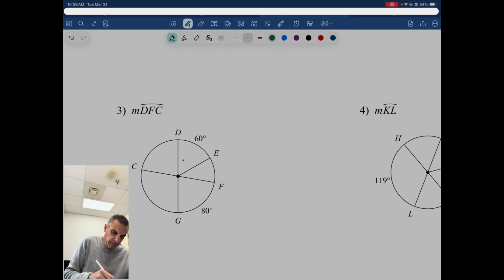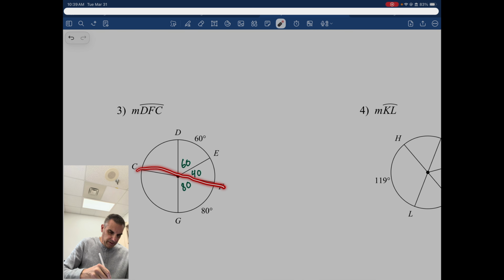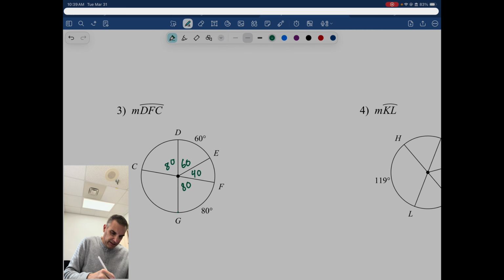Again, gonna put in what I know. That's 60. That's 80. Looks like I've got another diameter right here. So 180 minus 80 minus 60 gives me 40. Notice I have another diameter here, so 180 minus 60 minus 40 is 80. I guess I could have done vertical angles there too. Those 2 angles are vertical angles, so they have to be congruent to each other. And that's 80, so that makes this one 100. I need to know an arc, so I'm going to put my arc lengths here. They're the same as the central angle.